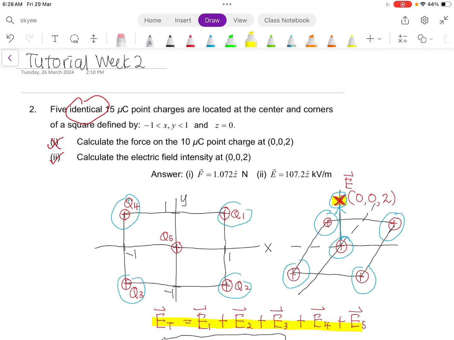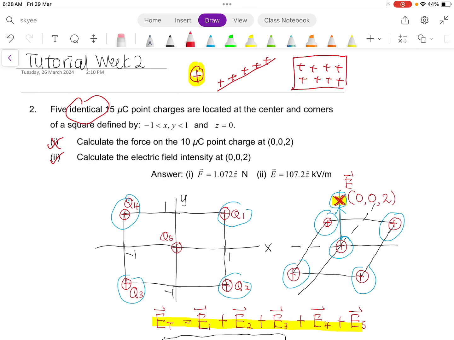Hi everyone, so now we will look at the tutorial questions for our week 2. Week 2 is about calculating the electric field from a point charge, from a line charge, and for the surface charge. This is what we have talked about in our lectures, so we'll be trying questions related to this.